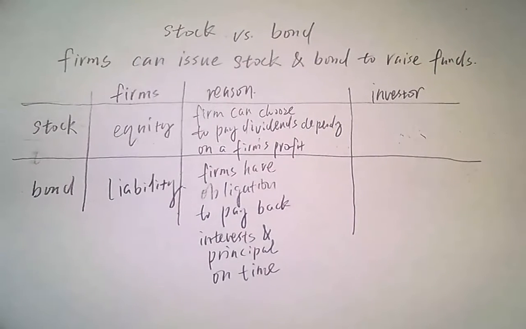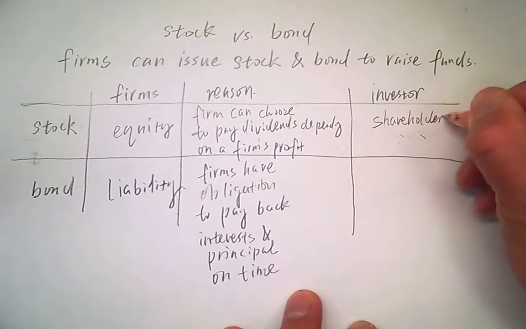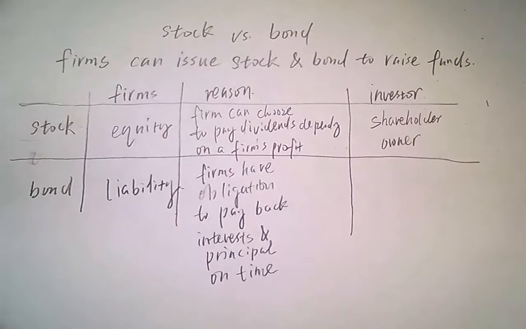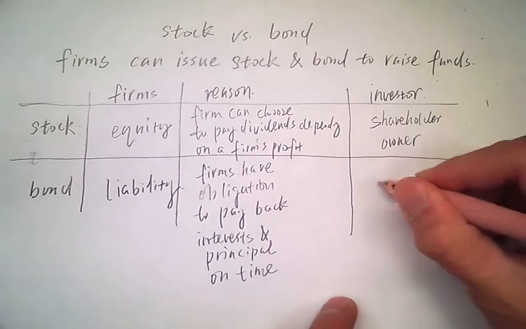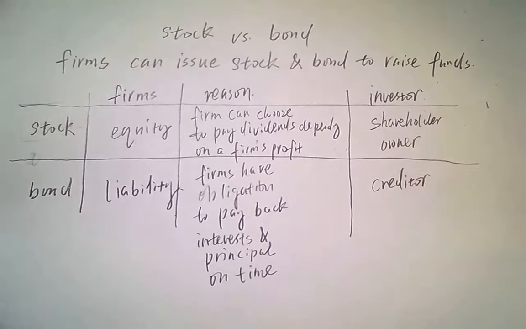If you have one company's stock, it means you are the shareholder or owner of the company. But if you buy one company's bond, we are not going to call you the shareholder or owner. We will call you the company's creditor. Because in this case, you lend credit to the company, and they have to pay back.